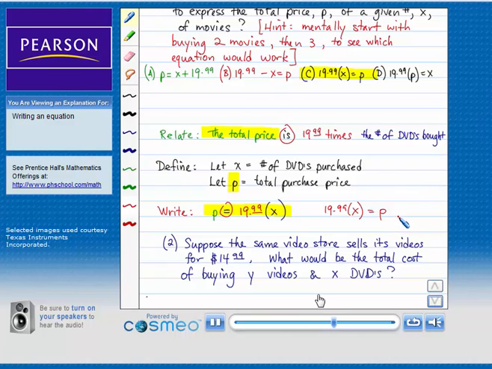Okay? Well, now suppose the same video store sells its videos for $14.99, and of course the DVD for $19.99. See if you can go through the process that we've just done above and write an equation for what the total cost would be of buying Y videos and X DVDs. You're buying an unknown number of DVDs, X, and an unknown number of videos, Y, and see if you can write an equation for that expression.